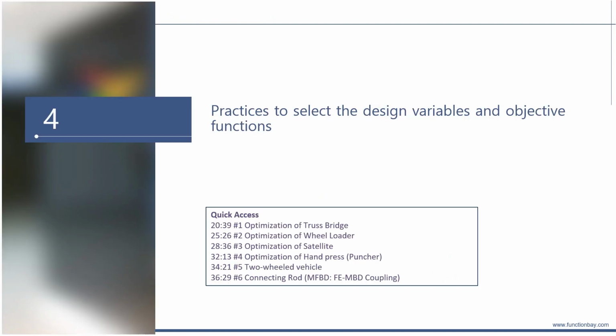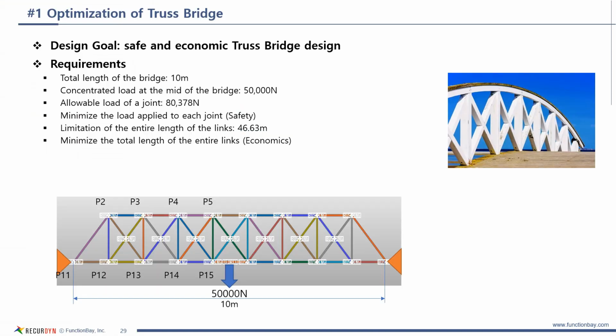Now, let me introduce the practices to select the design variables and objective functions. The examples shown here are not real models but simplified cases, but I believe they are enough to understand how to choose the variables and objectives. The first example is the truss bridge. It is a common example. This image shows the basic structure, but I believe most of you have come up with an optimal design of this bridge already. The goal is to design a safe and economic truss bridge.